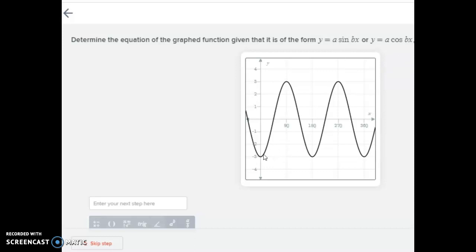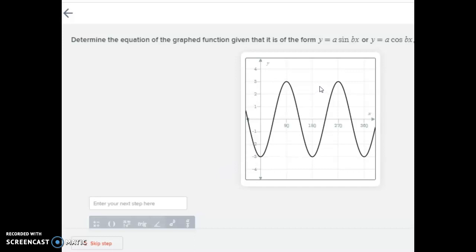Well, first off, let's figure out what the frequency of this thing is. If we start here on the y-axis, we go up and we go down, that's 1 cycle, up and down, that's 2 cycles when we hit 360 degrees, which remember is 2 pi. So for this graph, B is 2.